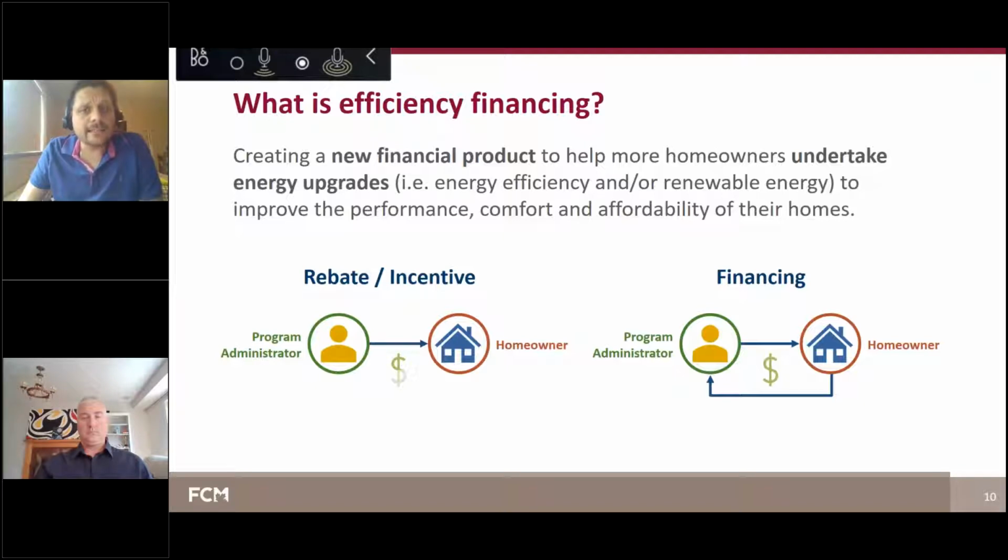Financing, though, is a little bit different, whereby a program administrator is providing a financial product, usually in the form of a loan, where the costs, up to 100% of the cost for home energy upgrades, are to be repaid through some repayment mechanism. And I'll be able to explain that a little further in my presentation.